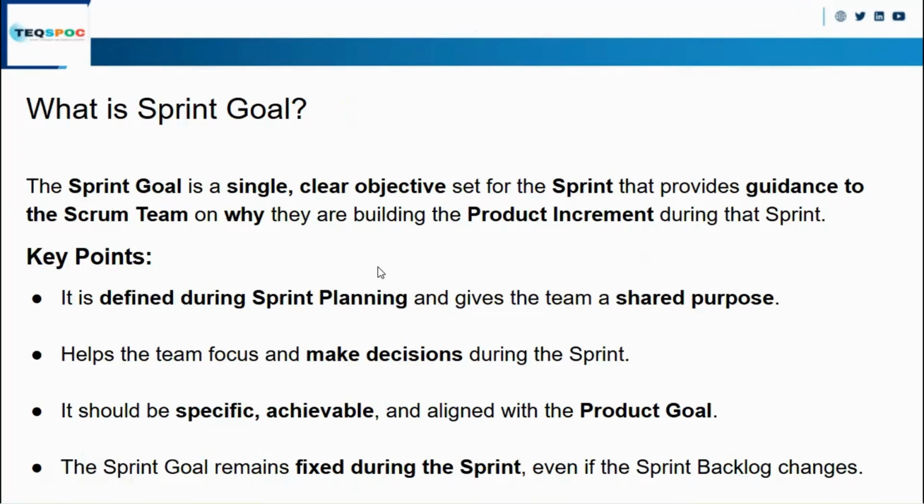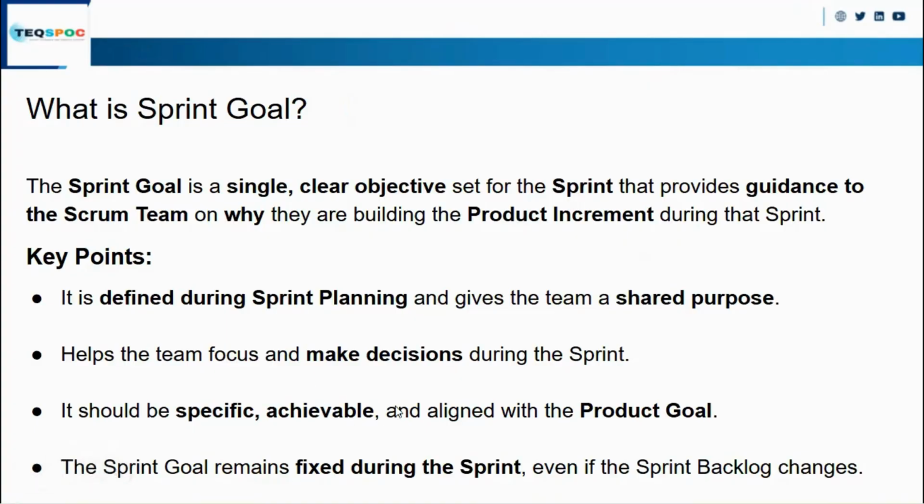So in Scrum, there will be different types of meeting. First is a sprint planning meeting. Inside the sprint planning meeting, the sprint goal will be decided. The sprint goal basically helps the team to focus on making decisions during the sprint. It should be specific and achievable.